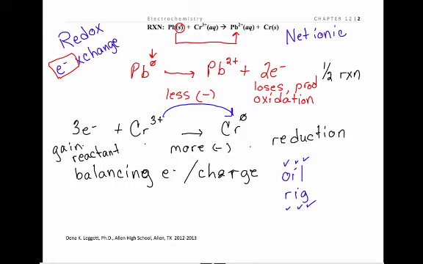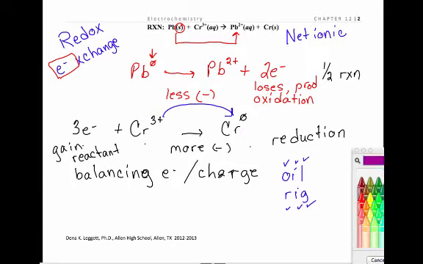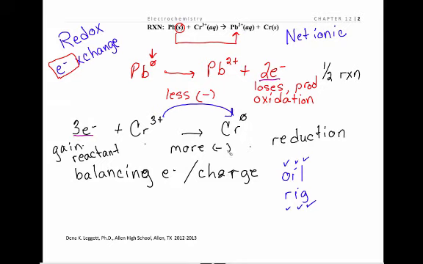Now, in a system, we can't lose 2 electrons and gain 3 electrons. Where's that other electron emerging from? We don't create and destroy electrons. So we have to gain and lose the same number of electrons. The least common multiple of 2 and 3 is 6. So I'm going to multiply that half reaction by 3 and this half reaction by 2.